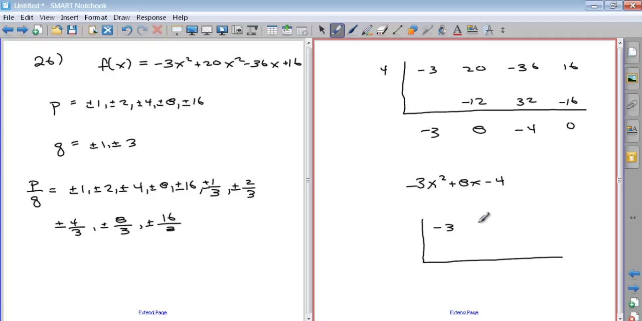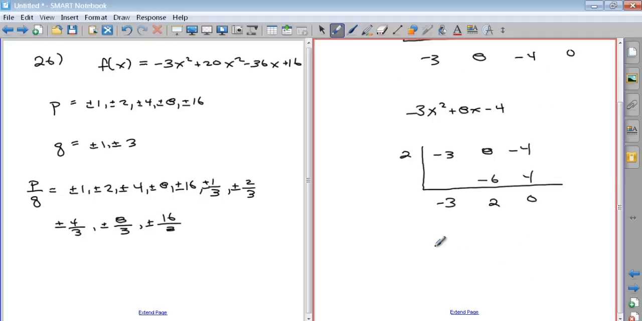So you'd have negative 3, 8, and negative 4, with 2. Bring this down, you get negative 3. 2 times negative 3 is negative 6. Add those together, you get positive 2. 2 times 2 is, something's wrong here. Oh, this is negative 4. So 2 times 2 is 4. You add those together, you get 0. And so what you're left with is negative 3x plus 2 equals 0. And so you can solve it and you get x is equal to 2/3.